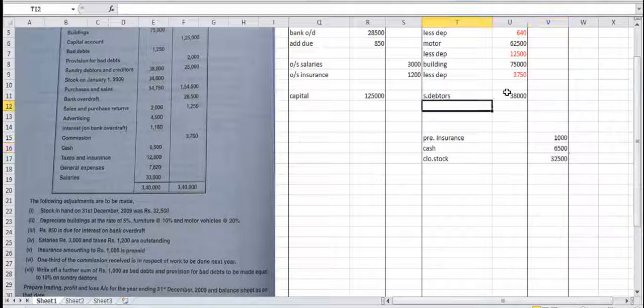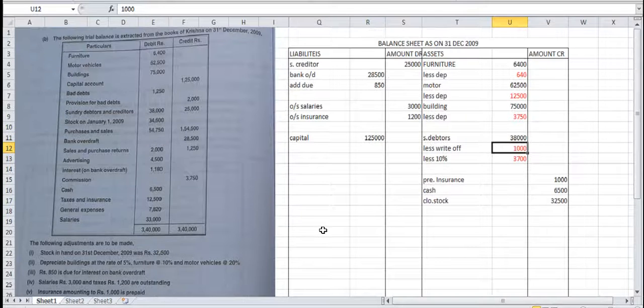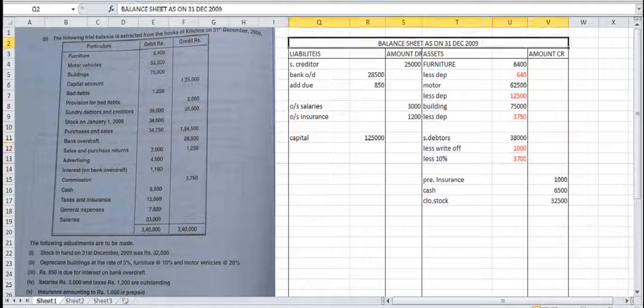Bad debts write off means 1,000, and again 10% less. 10% means 375. Okay, this amount we have to deduct from sundry debtors. Okay, this is the last entry we have done. Now let's create the balance sheet.